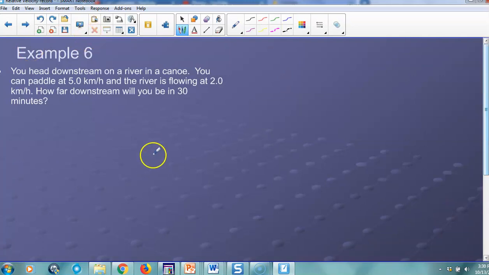You head downstream on a river in a canoe. You can paddle at 5 kilometers per hour. So let's assume that that's with still water. So the velocity of the canoe relative to the water is 2 kilometers per hour. And the river's flowing, so the velocity of the water relative to the bank or to the Earth is 2 kilometers per hour. How far downstream are you going to be in 30 minutes?